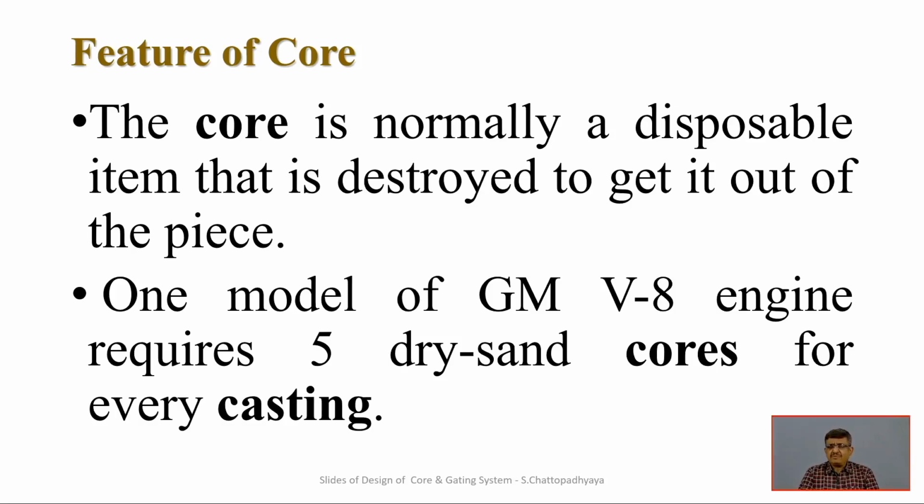One model of, say, a GM V8 engine requires 5 dry sand cores for every casting. Why dry sand? Because it should not have a lot of moisture. If moisture is there, then there will be a lot of steam formation, and the steam will need an escape route, and that will jeopardize the surface. So dry sand cores are required, and maybe 5 sets of dry sand cores are required for every model of engine to be cast.